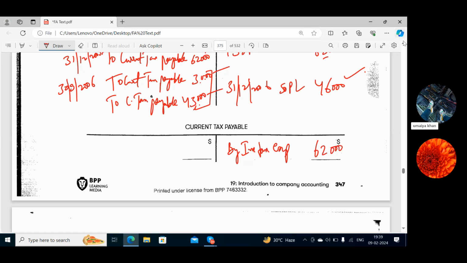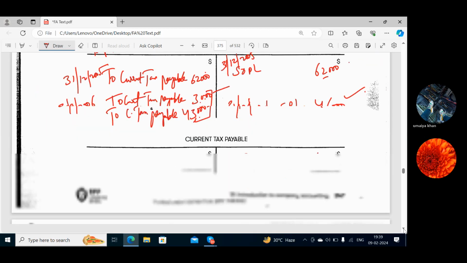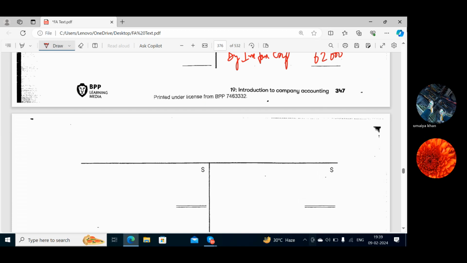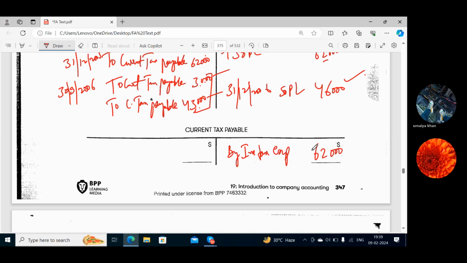Yeah, see here the entry was income tax expense to current tax payable. In current tax payable, we'll be writing by income tax expense, right? Ledger account. Yeah, ledger posting. So this was 31st 12 2005. Now this is the balance brought down in this. Okay, the entry is clear.